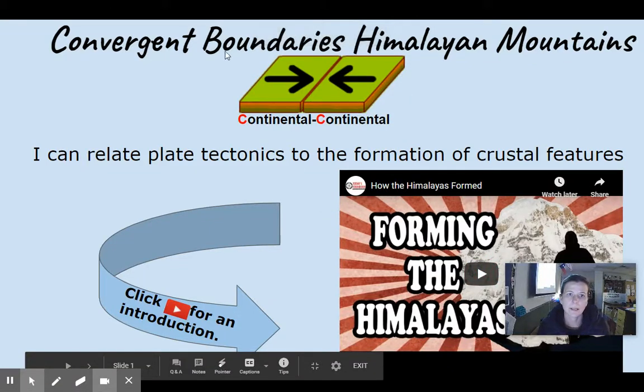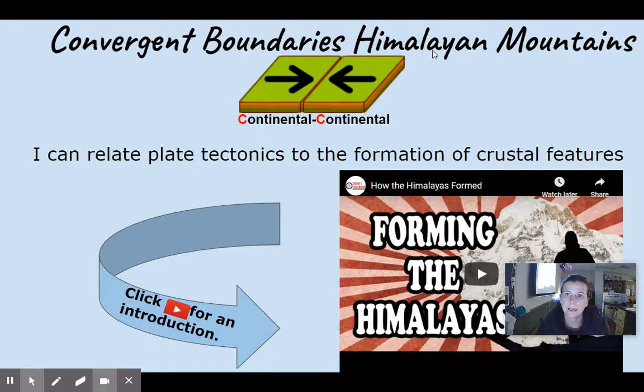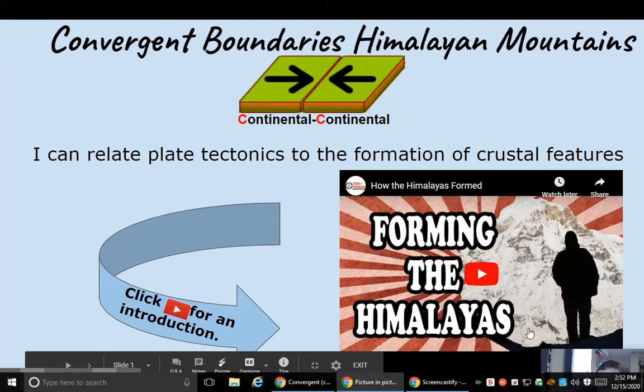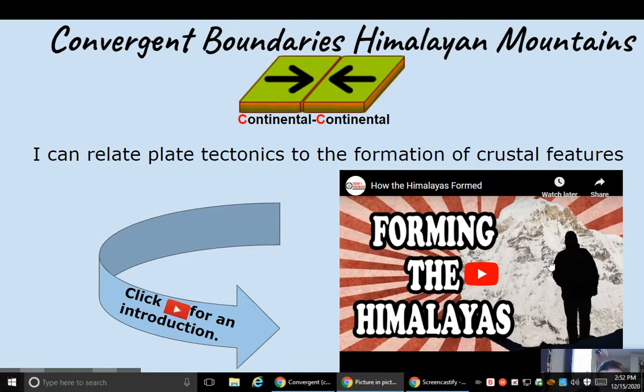Today we're going to look at convergent boundaries, the Himalaya Mountains, where you have continental crust colliding. So I can relate plate tectonics to the formation of crustal features. Here you can play this video on your copy of your Google Slides.